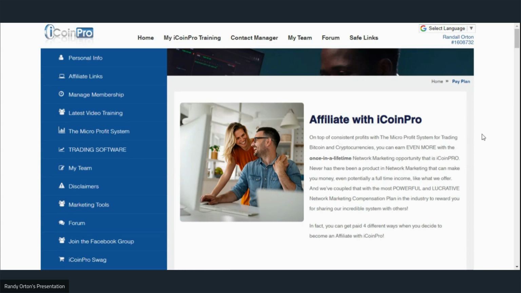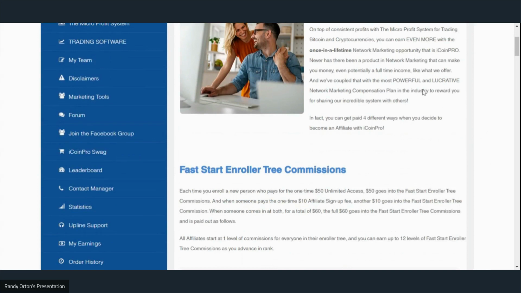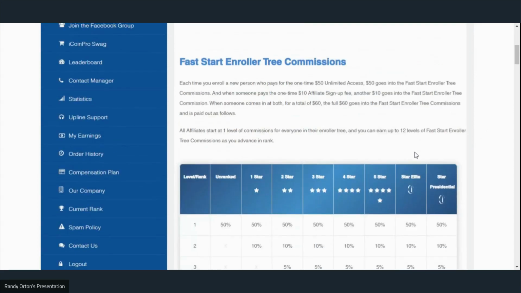So, as an affiliate with iCoinPro, on top of the consistent profits with the micro profit system for trading Bitcoin cryptocurrencies, you can earn even more money with a once in a lifetime network marketing opportunity. This is cool. This is one of the most lucrative compensation plans I've ever seen. There are 4 different ways when you decide to become an affiliate with iCoinPro.